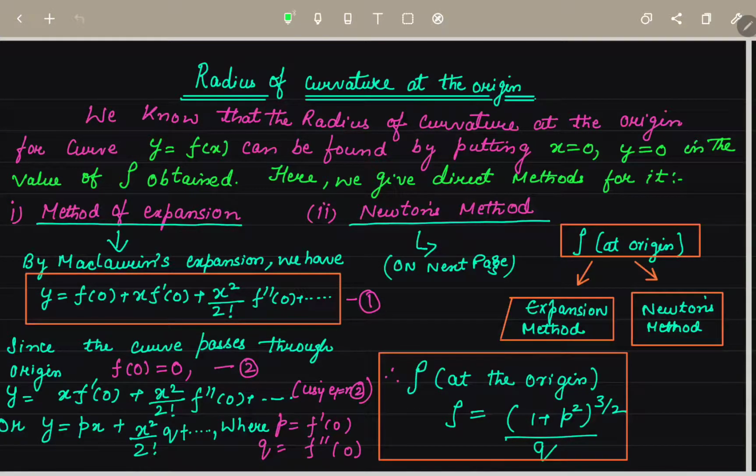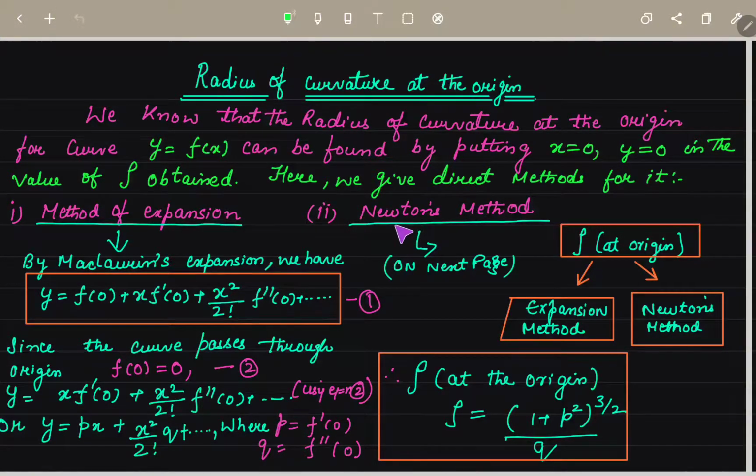Basically, for finding the radius of curvature at the origin, we simply put the values x equal to 0 and y equal to 0 in the value of rho obtained. Here I am taking the curve y equal to f of x, which is the Cartesian form, and rho is the radius of curvature. So we put x equal to 0 and y equal to 0, and we find the radius of curvature at the origin.